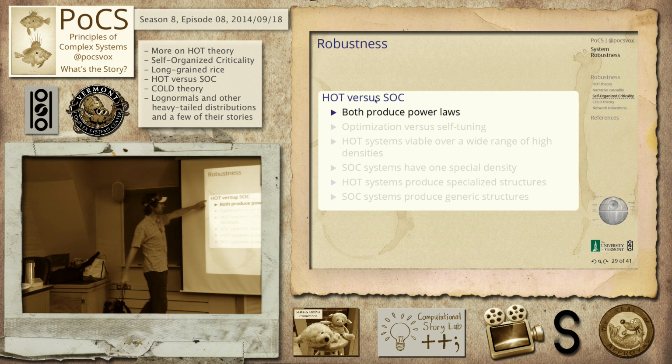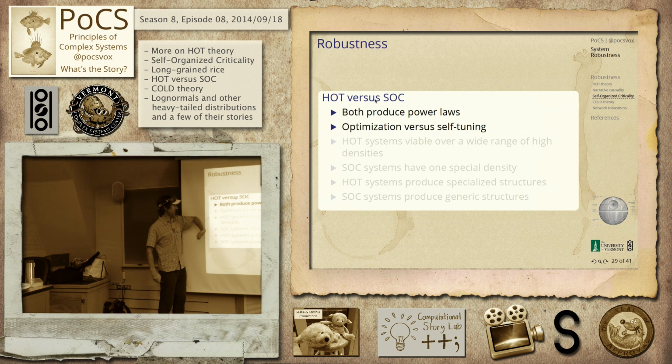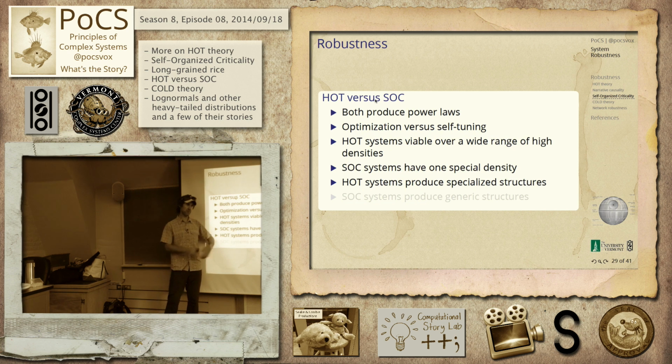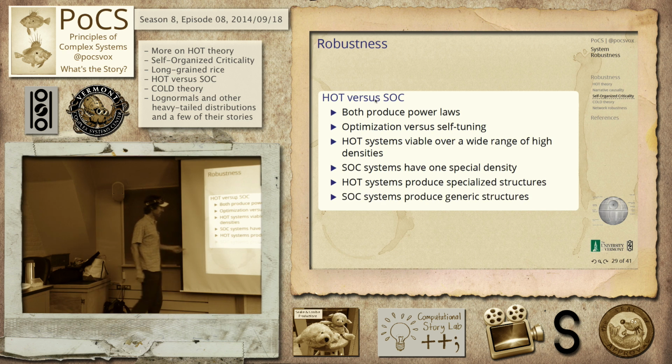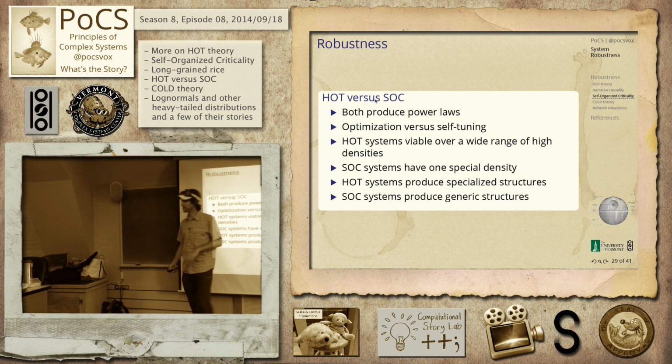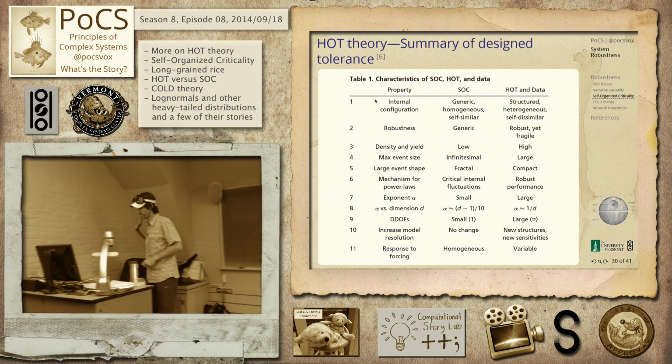So let's compare these things. We both have power laws coming out of HOT and SOC. One is an optimization story. The other one is this supposed self-tuning. We have this nice feature for the HOT models, that you can have all sorts of densities of system producing power law size distributions. There's a very special density for SOC. HOT gives these low entropy structures that match the environment they're living in. The SOC ones produce so-called generic or randomized ones. They're messy, random ones. Like the Ising model never has anything that you can see from a distance. We'll show you that later on.